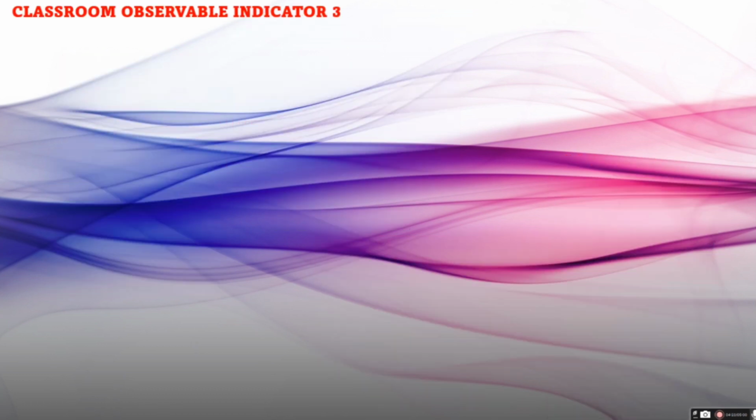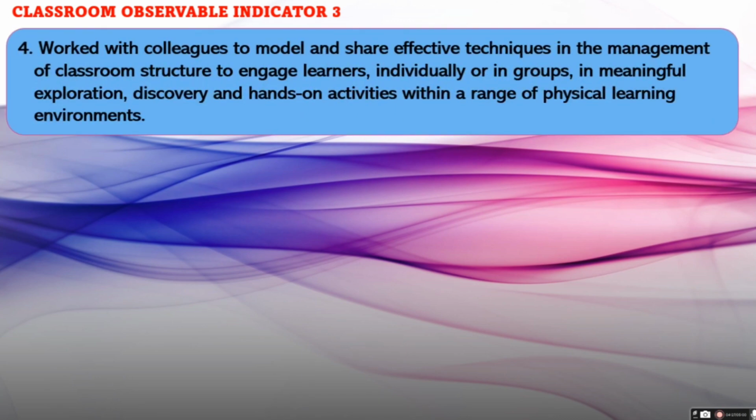Let's move on to classroom observable indicator number 3, which is our objective number 4. Work with colleagues to model and share effective techniques in the management of classroom structure to engage learners individually or in groups in meaningful exploration, discovery, and hands-on activities within a range of physical learning environment. This is almost the same as objective number 4 from the Proficient Teachers portfolio.